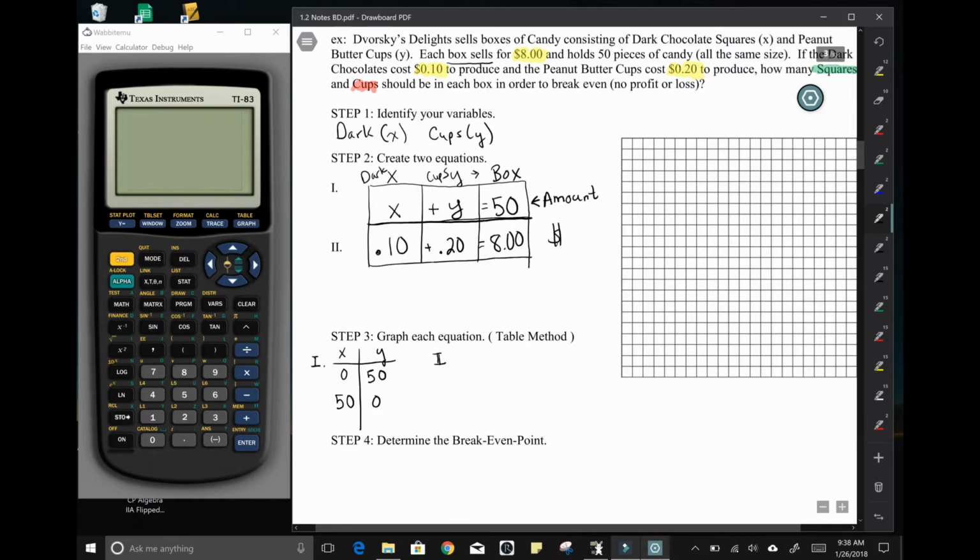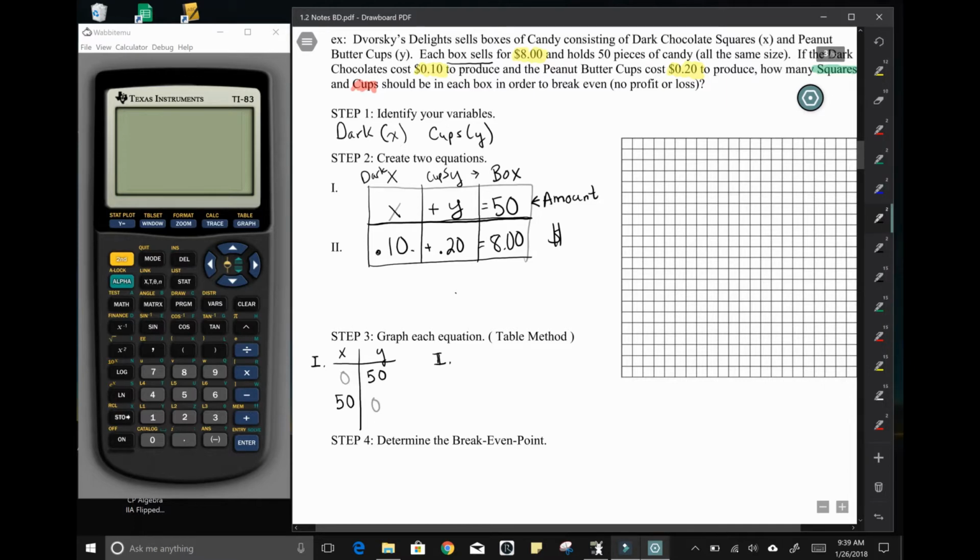And this is the table method. So all I did is I substituted 0 in for x, and then I got y is equal to 50. If you sub 0 in for y, you get x is equal to 50. Okay? A pretty simple deduction, I hope, from those values there. Let's fix up our table once more. The second equation is going to take a little more solving, okay?